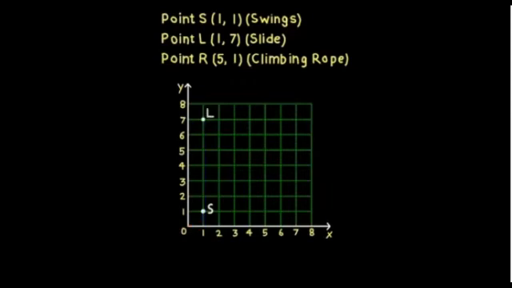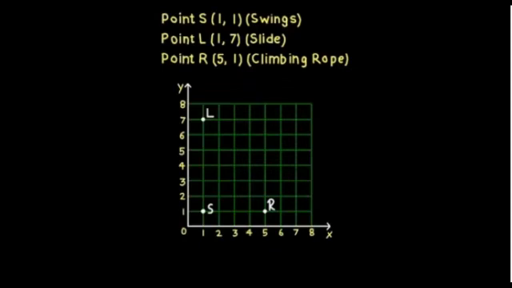Good! Only one more to go. It's the climbing rope. It's at the coordinates 5, 1. So we go 5 units over to the right and up 1 unit. And we graph that with a point and label it R. All 3 points are labeled.